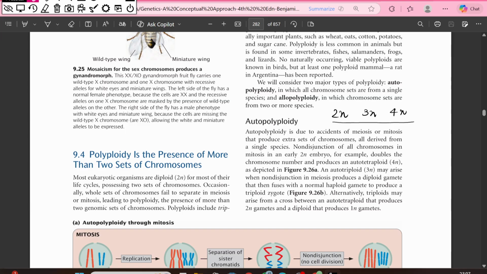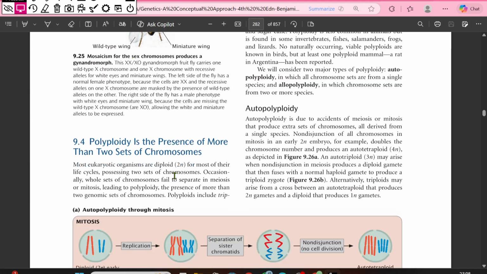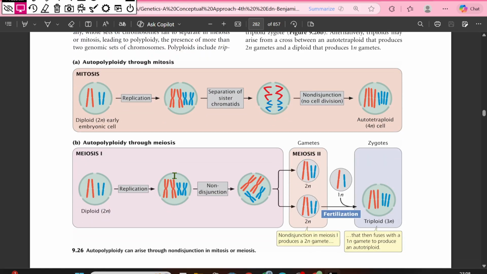Now, polyploidy can itself be of many types, one of them being autopolyploidy and another being allopolyploidy. Let us discuss them in detail: what is the meaning of autopolyploidy and what is the meaning of allopolyploidy. Autopolyploidy generally occurs when the chromosome sets come from the same species. That is when autopolyploidy can occur. Now this is due to non-disjunction or due to no cell division.